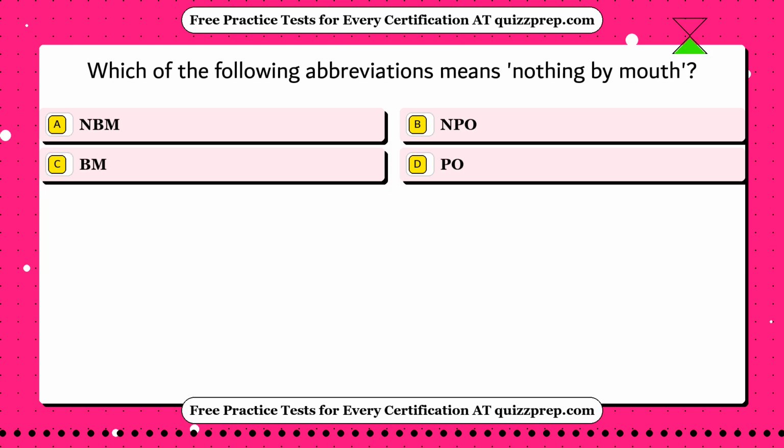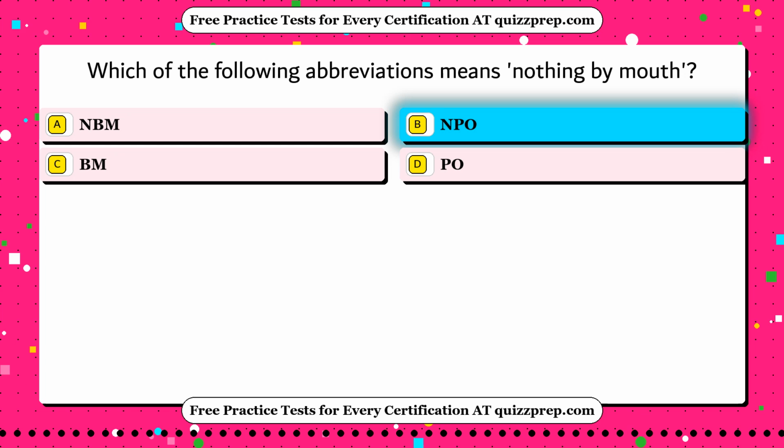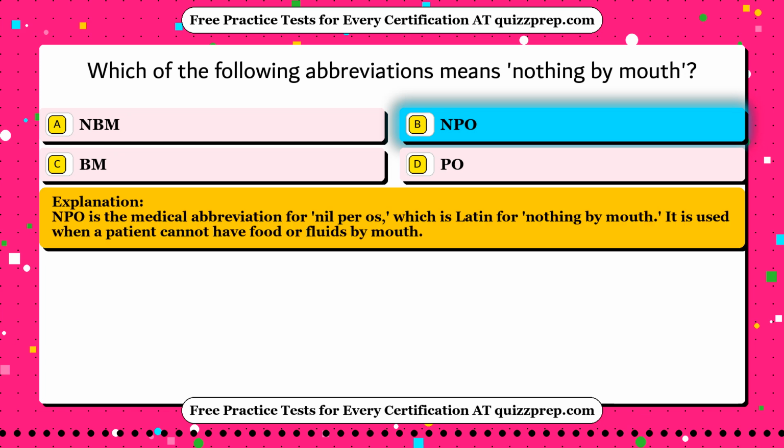Question 96. Which of the following abbreviations means nothing by mouth? Option A, NBM. Option B, NPO. Option C, BM. Option D, P. The correct answer is option B, NPO. NPO is the medical abbreviation for nil per os, which is Latin for nothing by mouth. It is used when a patient cannot have food or fluids by mouth.